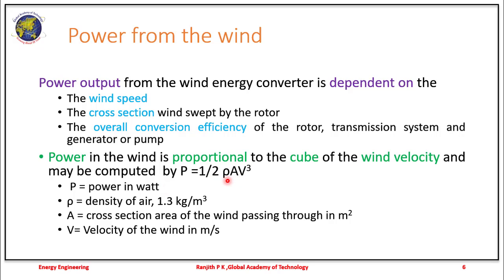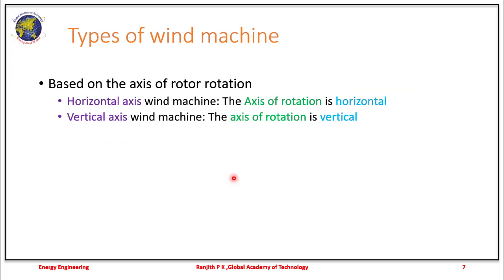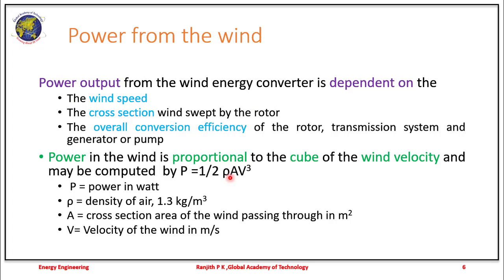And the rho stands for density of the air, A stands for the cross section of the area that wind passes through, and V is the velocity through which the wind blows. And if you look at this expression, with rho and A being constant, the wind power that is produced is thus proportional to the cube of the wind velocity. So power is directly proportional to the cube of the wind velocity.